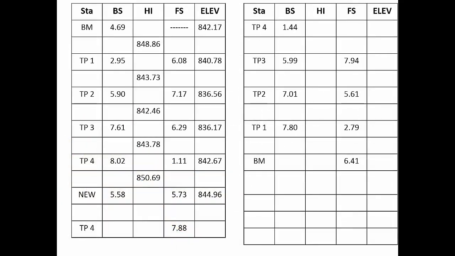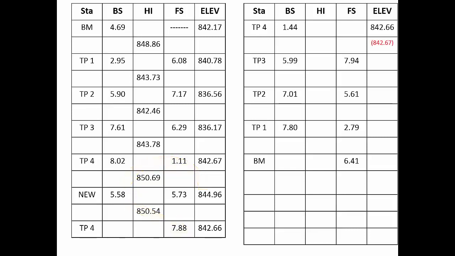For the forward run, we already calculated the new benchmark elevation. So let's add the next backsight reading to that elevation to get the HI between the new benchmark and turning point 4. Next, we'll subtract the next foresight on turning point 4 to find the elevation on turning point 4 again. Now notice that our notes continue in the upper right corner of the screen here.